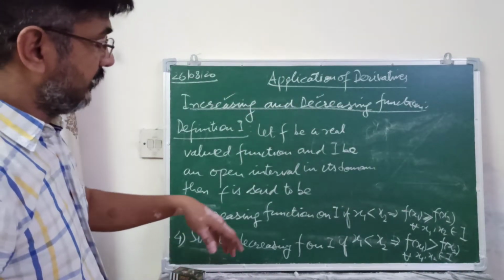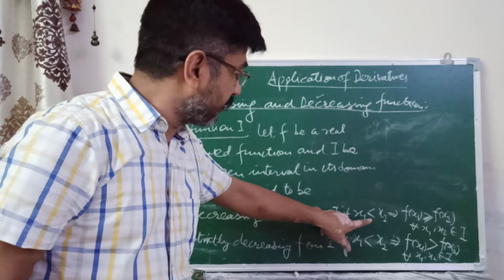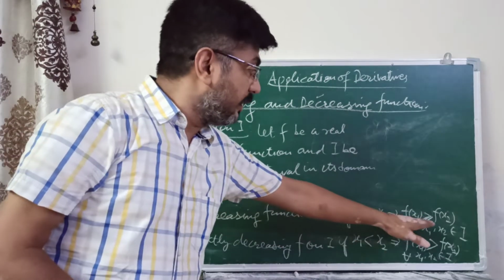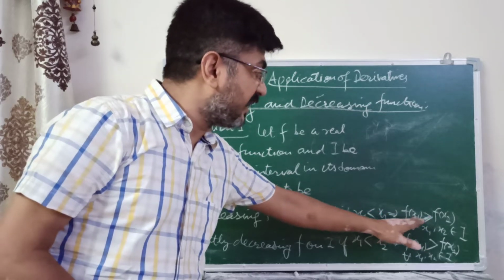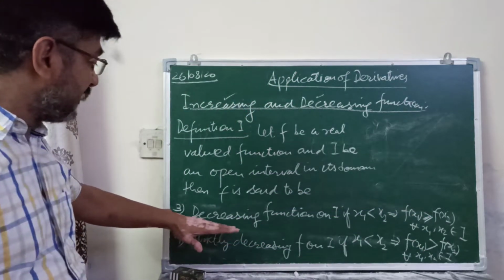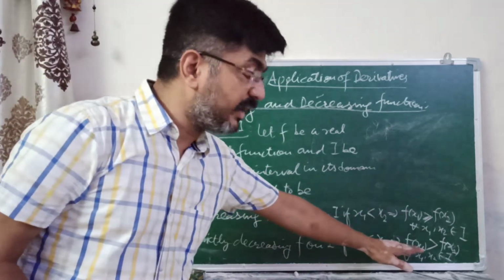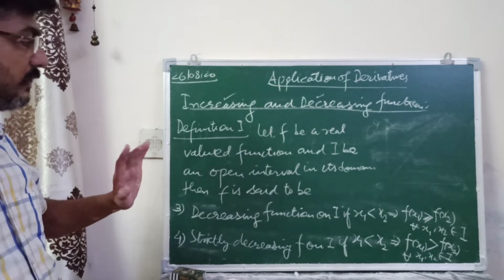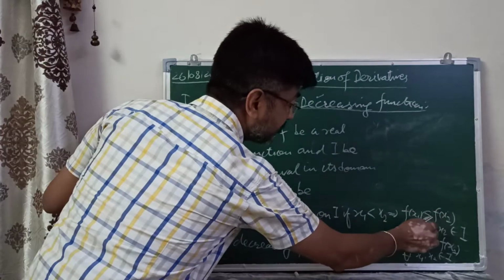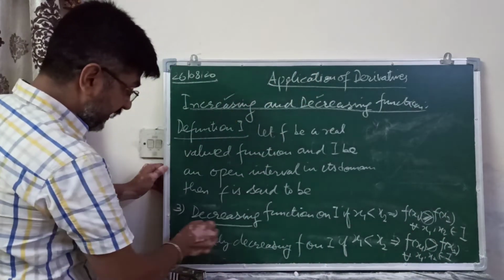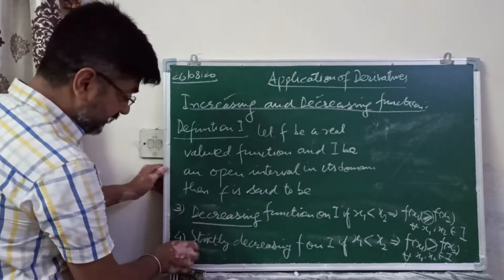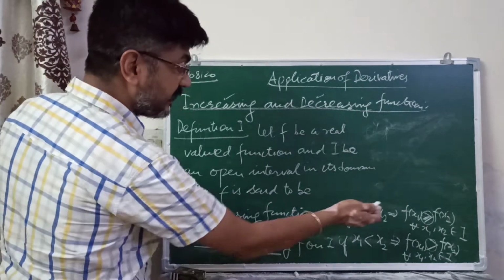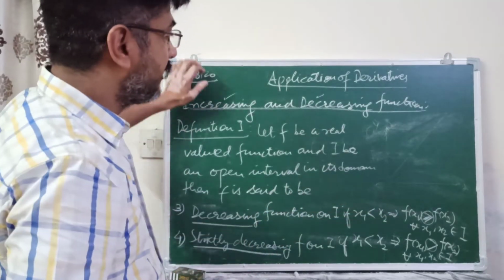Now what about this? x1 is smaller than x2, but fx1 is greater than fx2. If there is also equality, fx1 greater than or equal, then it is called decreasing only. But only if fx1 is always greater than fx2, it is strictly decreasing. So where is the change? Here is the change in definition. Increasing function: greater than or equal. Strictly decreasing: only greater than.